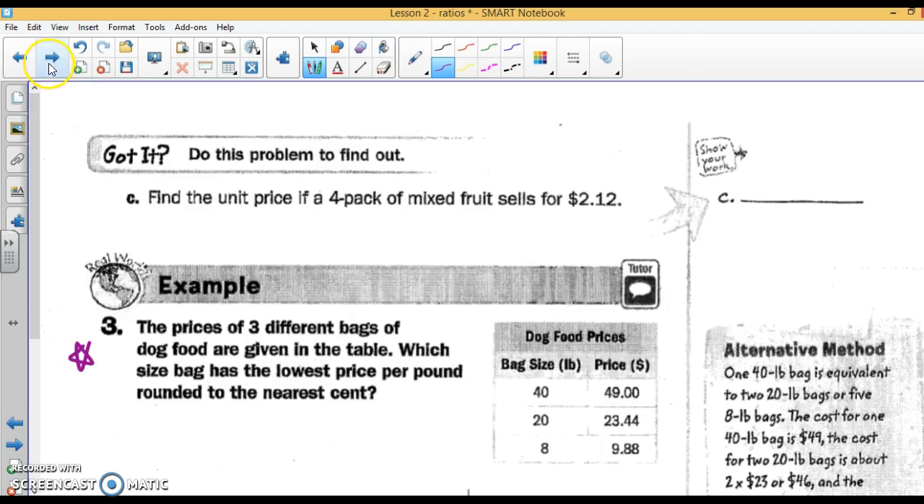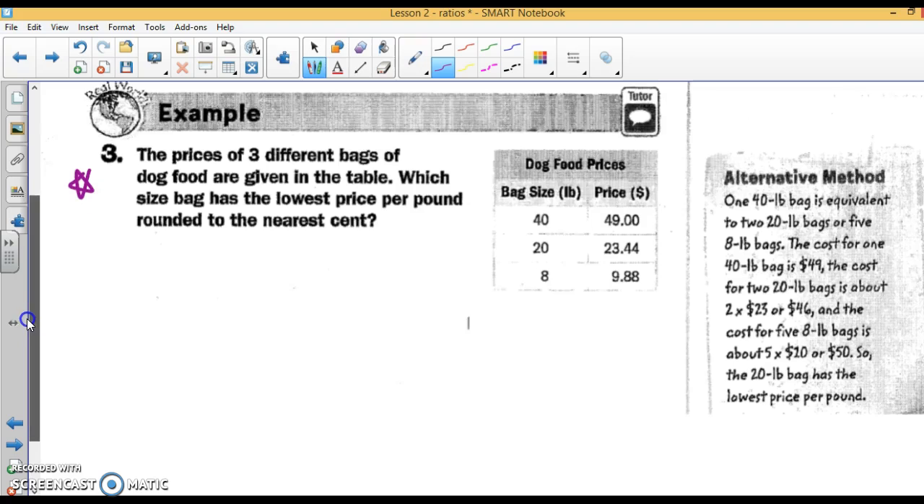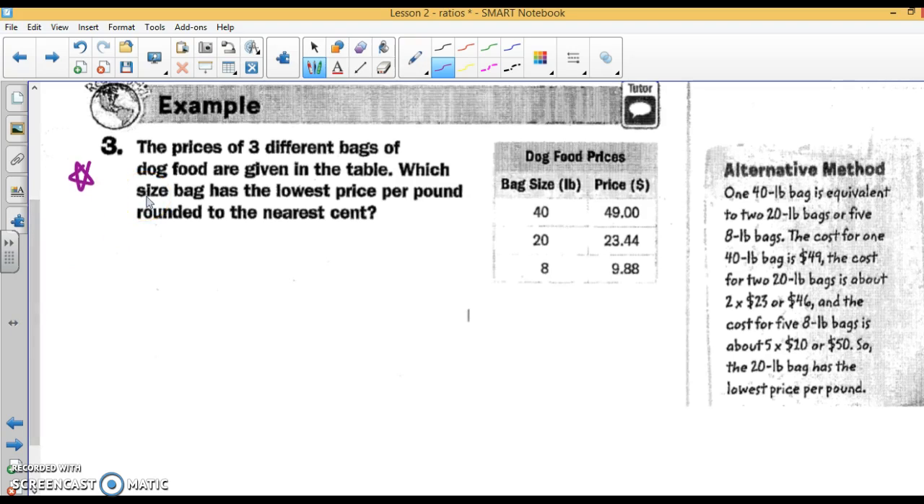Now, this is super important. The prices of 3 different bags of dog food are given in the table. Which has the lowest price per pound? So, here's our 3 different types of dog food. I'm going to call this brand A, brand B, brand C. So brand A is going to be $49 for 40 pounds. And remember, the money always goes on top. Cost per pound. If you divide that, you will get $1.23. Use your calculator. It's $1.23 per pound.